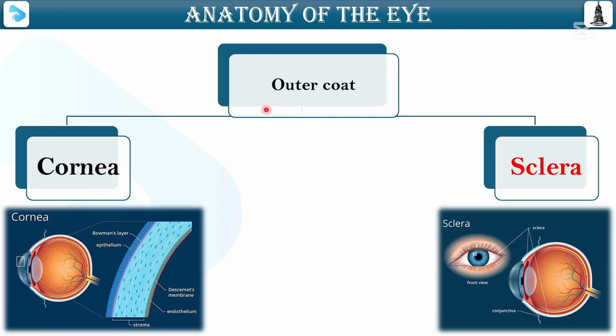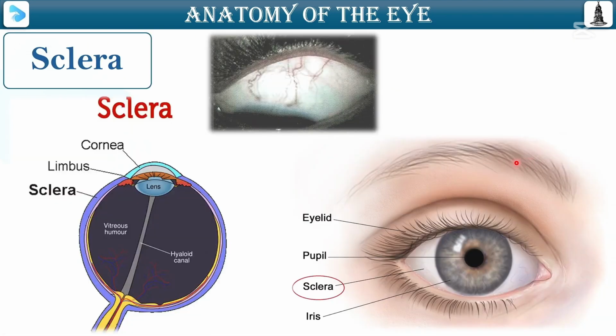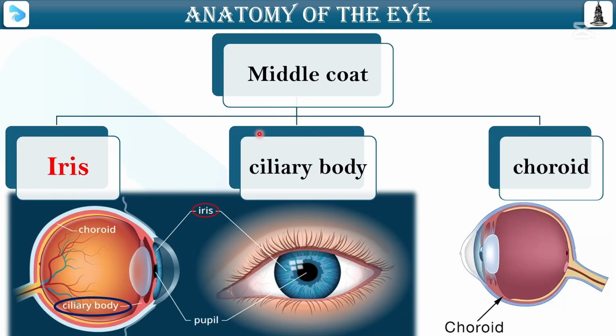Okay, here we go. So with this, we finished the outer coat, which is formed of the cornea and the sclera. And this is the sclera, and there are no details about the sclera, just that it's one of the structures of the outer coat. It provides protection for the eye. Okay, and now to the second thing, which is the middle coat. The middle coat is formed of the iris, the ciliary body.